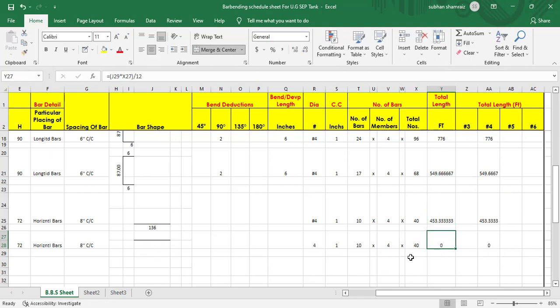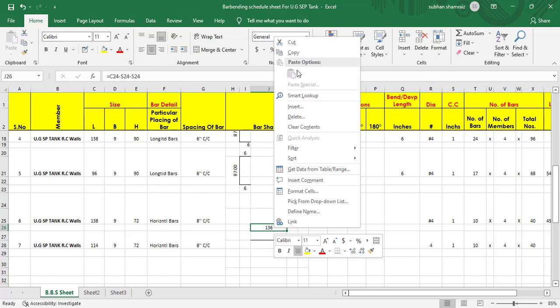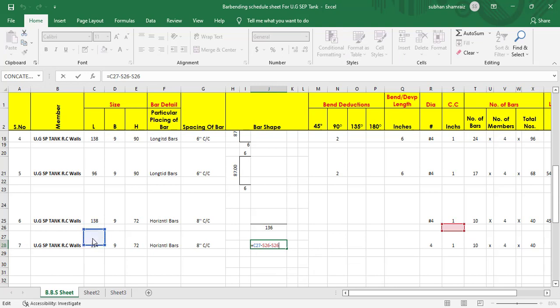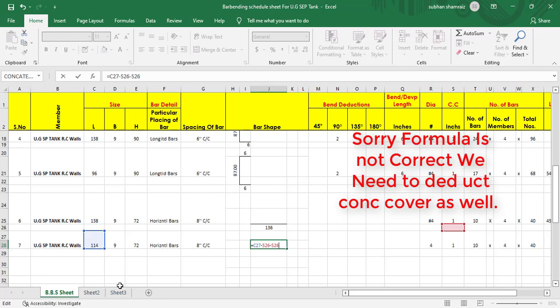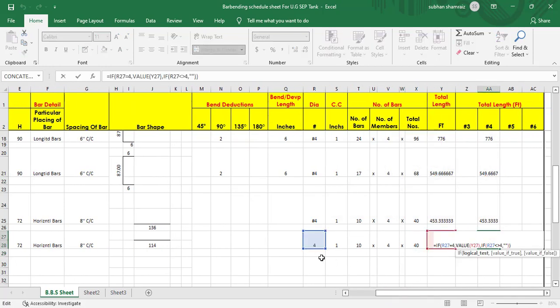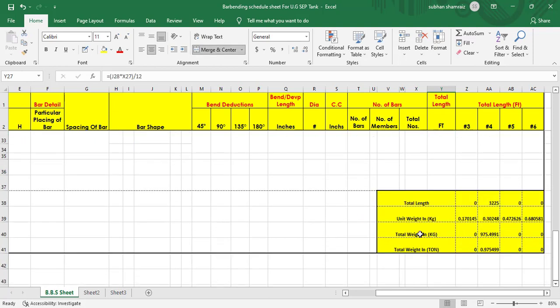Okay, let me check it. Okay, we need to find out the cut length first over here. So cut length will be equal to what? This will be equal to, copy this one, we can copy paste over here as well. Okay, double click over here, and this is 114. From 114, okay, this is basically the length, and minus concrete cover at both ends, and it is 114. And this is equal to this one, hit enter. So it is total of 380, I think.